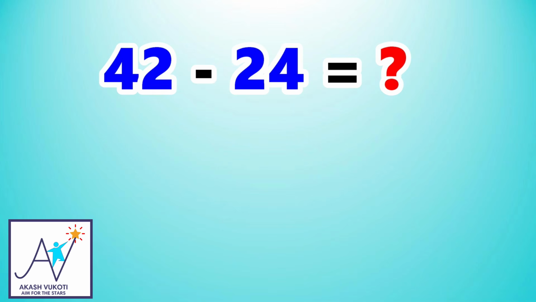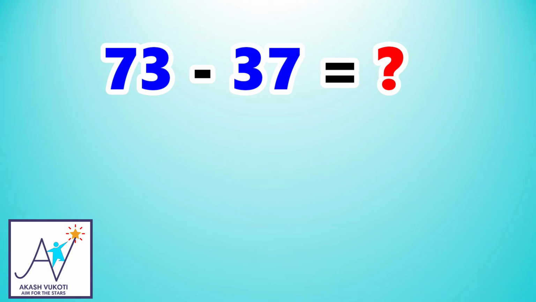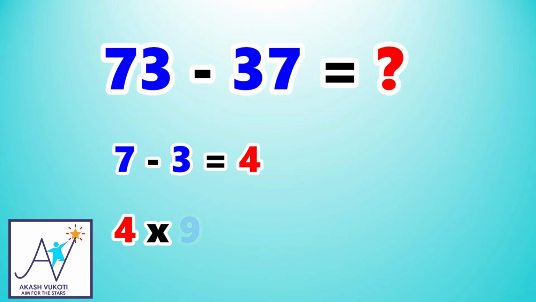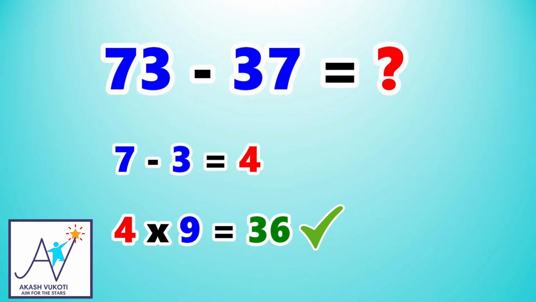Let's take a look at, for example, 42 minus 24. 4 minus 2 is 2. 2 times 9 is 18, and 42 minus 24 is 18. Let's review one more example. Let's go for something a little bit larger, like maybe 73 minus 37. 7 minus 3 is equal to 4, and 4 times 9 is 36. And that means that 73 minus 37 is equal to 36. And once again, if you do the entire calculation, you'll discover that that is indeed the correct answer.